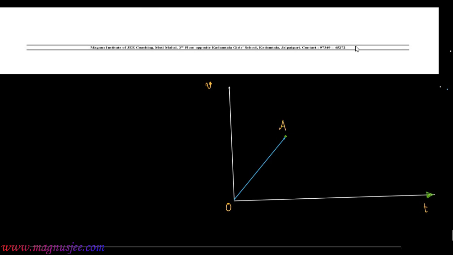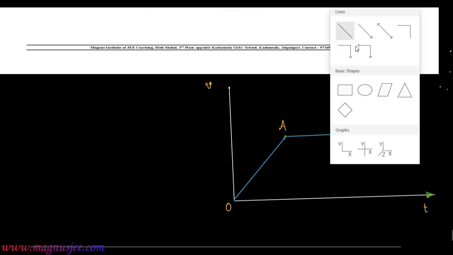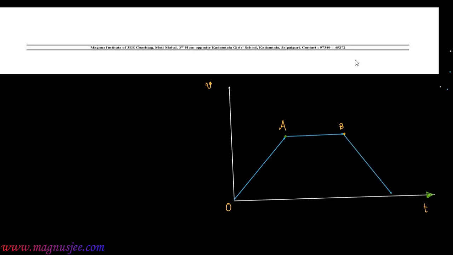From O to A, train travels with the certain acceleration. That's why the slope of the curve or the graph is positive. Then from the point A to B, the train travels with uniform velocity. That means the train travels with zero acceleration. Then the velocity of the train decreases, means from the point B to C, the train travels with certain retardation.